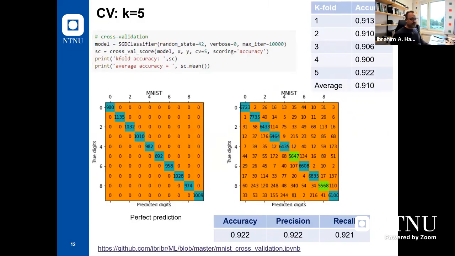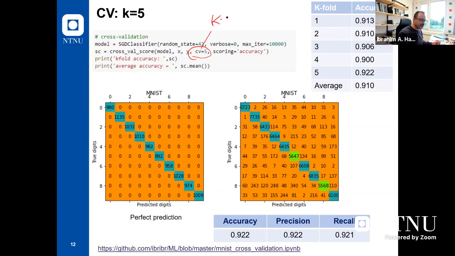In case of cross validation, if you want to use cross validation, you need to define the model. So it's the same model which we used last time, the SGD classifier, and we will run this model k times, in fact. So we need to select a cross validation factor here. It's k.